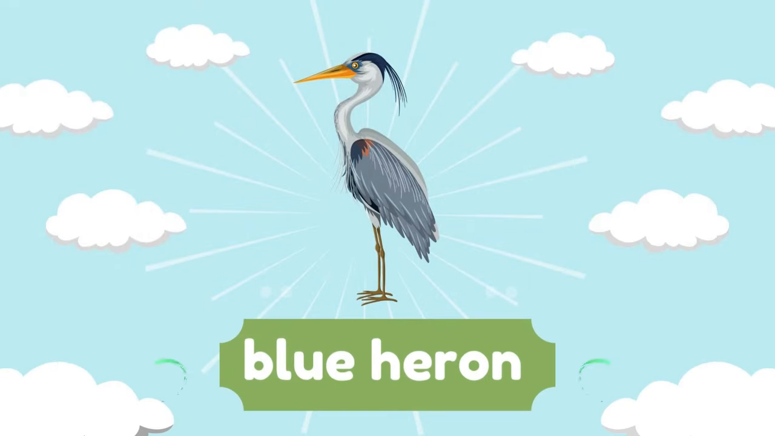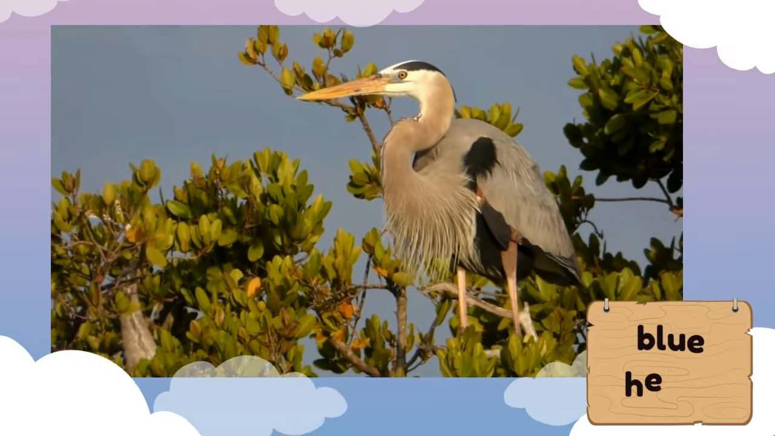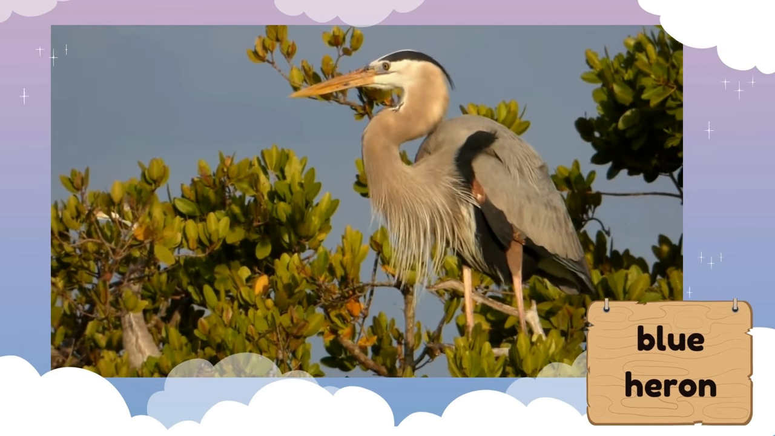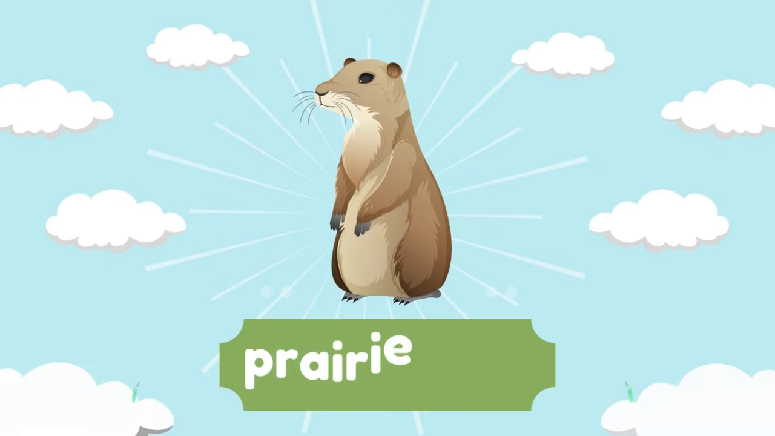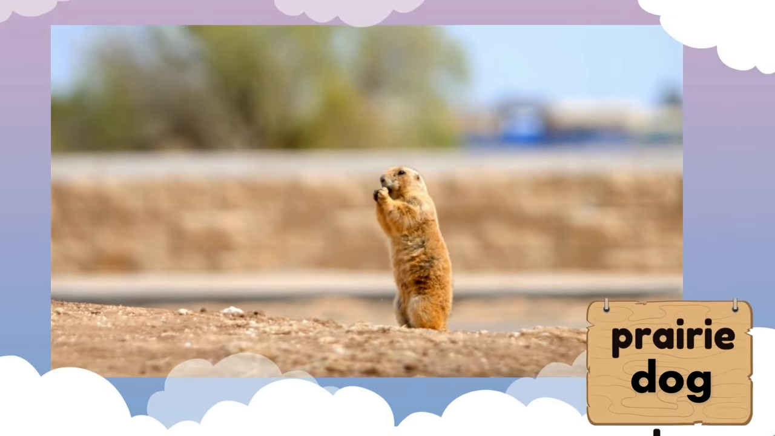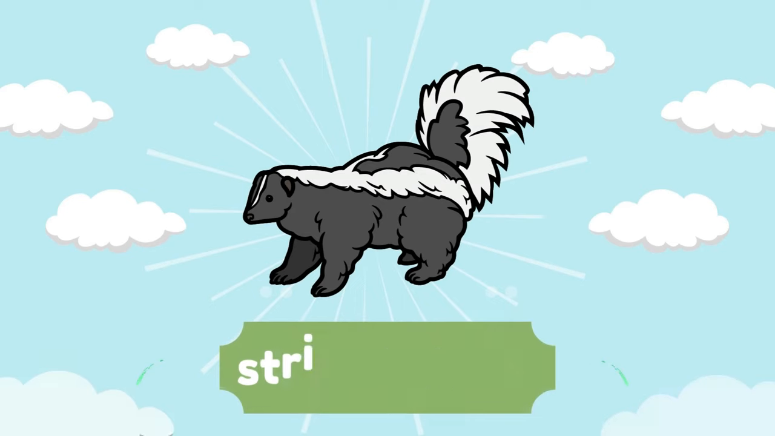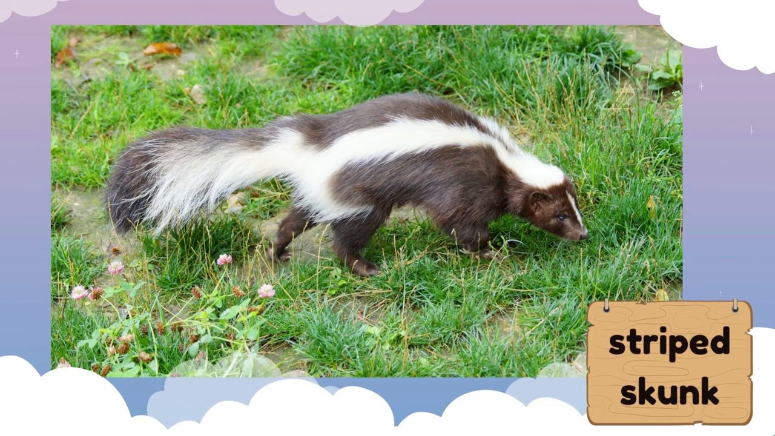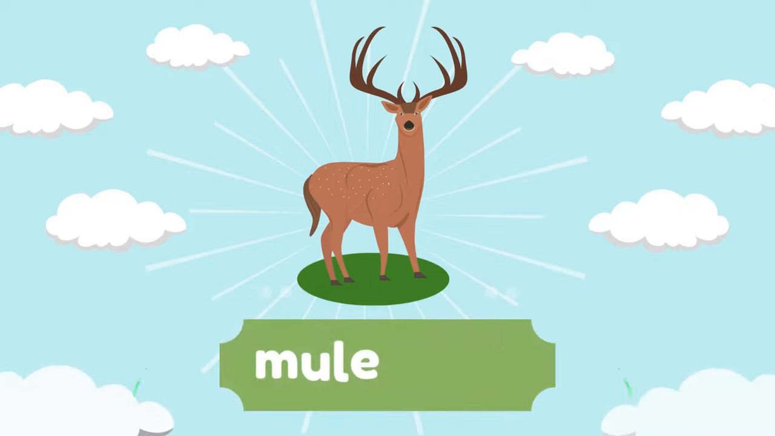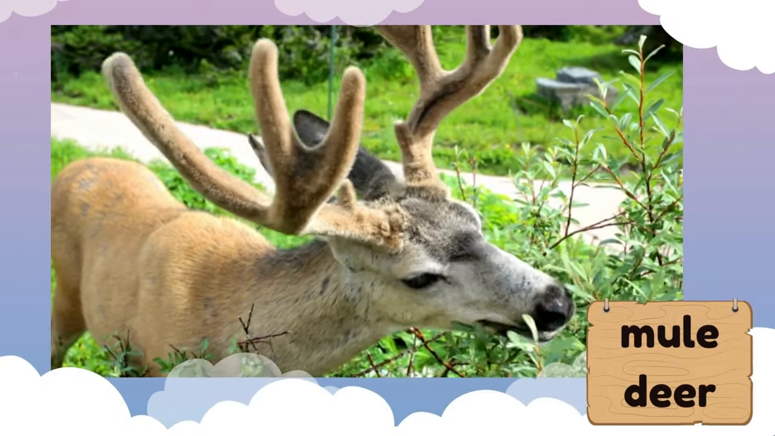Blue heron. This is a blue heron. Prairie dog. This is a prairie dog. Striped skunk. This is a striped skunk. Mule deer. This is a mule deer.